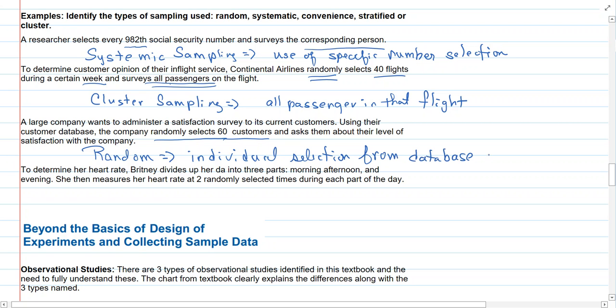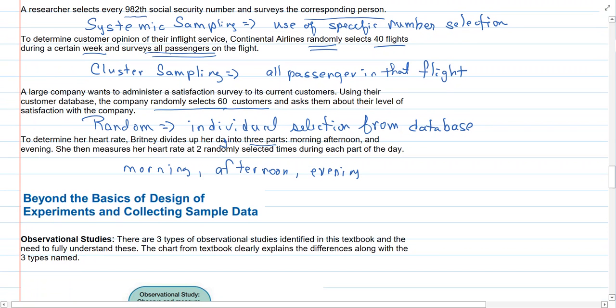All right. Now here's our last one. To determine her heart rate, Brittany divides up her day, sorry about that typo, into three parts: morning, afternoon, and evening. And then she measures her heartbeat rate two randomly selected times during that part of the day. And that is stratified.